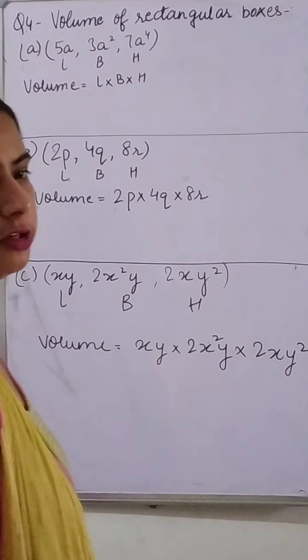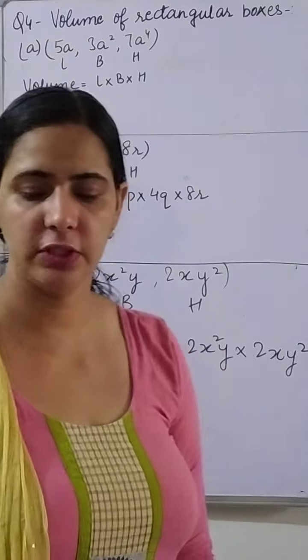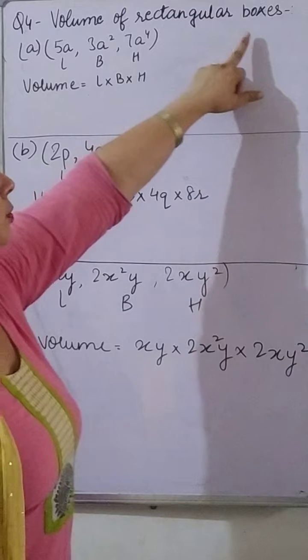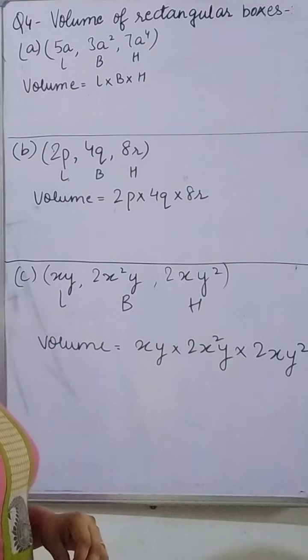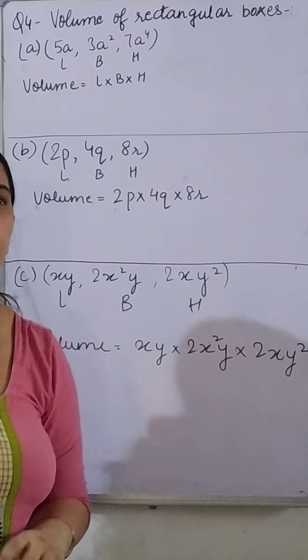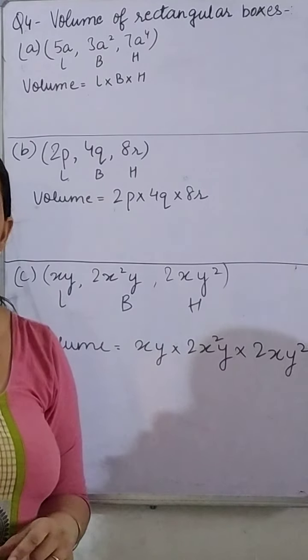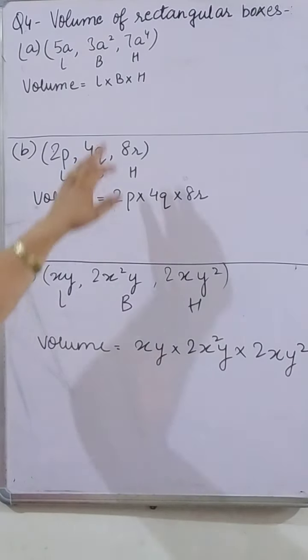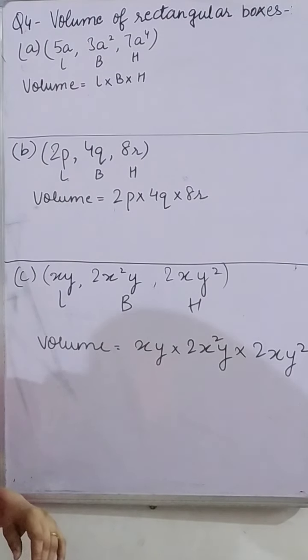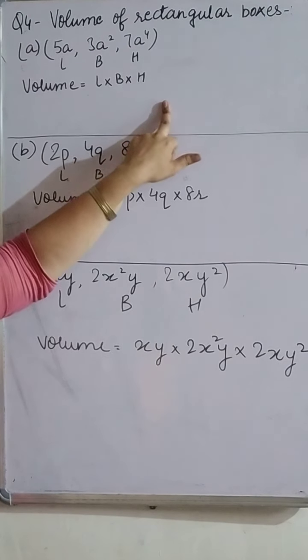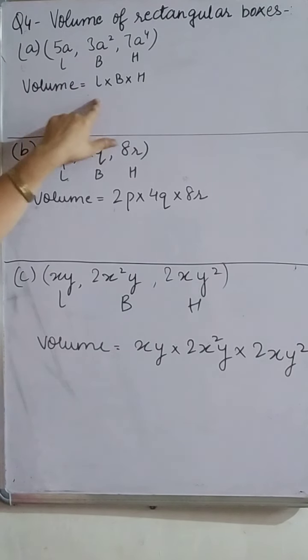Now question number 4. Find the volume of rectangular boxes with length, breadth and height given. Rectangular boxes are in the shape of a cuboid. You can take the example of a room. This room is a rectangular box and the shape of the room is a cuboid. So find the volume of the cuboid. The formula to find the volume of a cuboid is length into breadth into height. So find the volume by multiplying these three monomials.